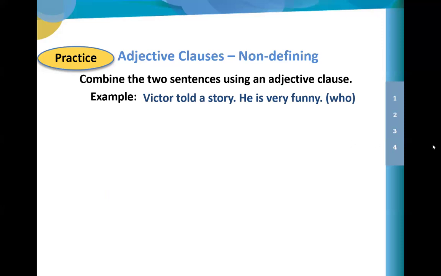Victor, who loves stories. No. There is no information that tells us that, yeah? Victor, who is very funny, told the story. No, Victor, who is very funny, told us a story, told a story. So Victor, comma, who is very funny, another comma, told a story. Okay, this is the correct one.